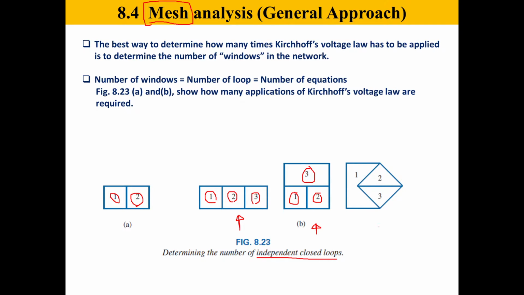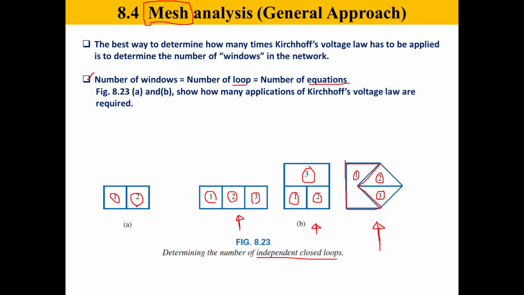Now suppose you get a bridge network. These kinds of networks are called bridge networks. Here this is a closed path, so this becomes mesh 1, the upper triangle is mesh 2 and the lower triangle is mesh 3. So the meaning of mesh is a window. The number of windows is equal to the number of loops, and that is equal to the number of equations that we are going to form in the mesh analysis.